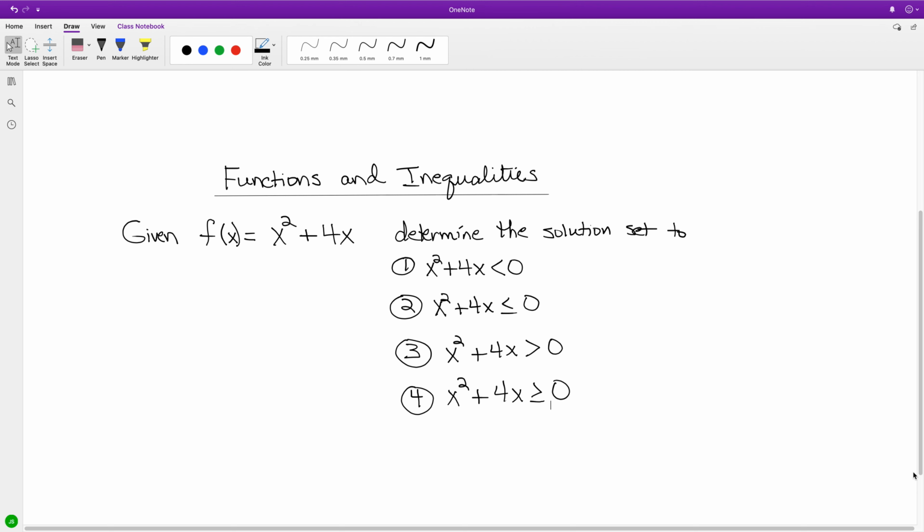So we have x squared plus 4x is less than 0, x squared plus 4x is greater than or equal to 0, then third, x squared plus 4x is greater than 0, and then finally x squared plus 4x is greater than or equal to 0.